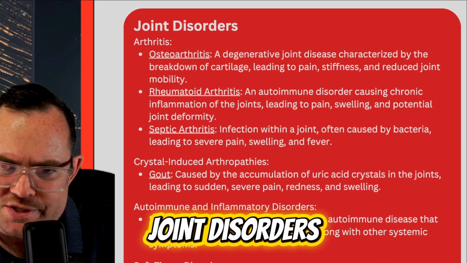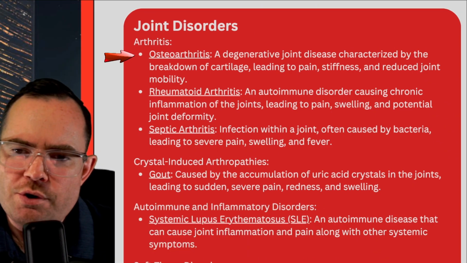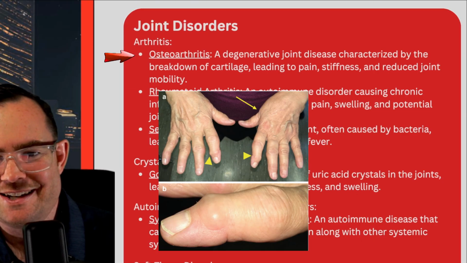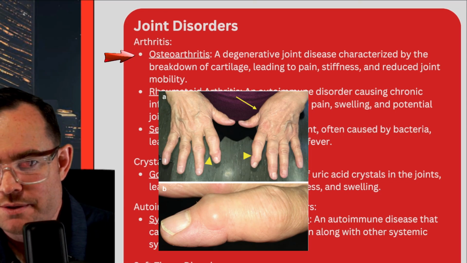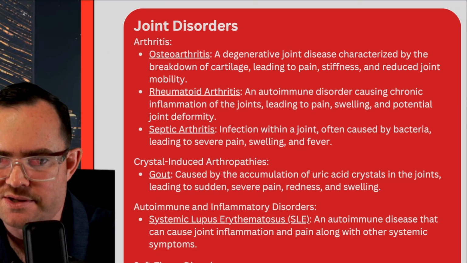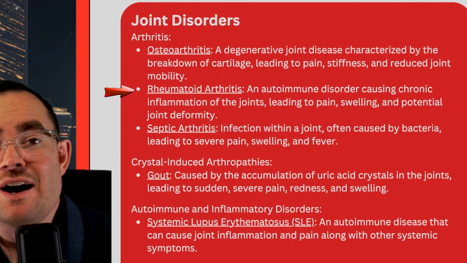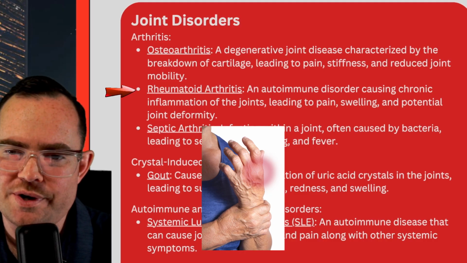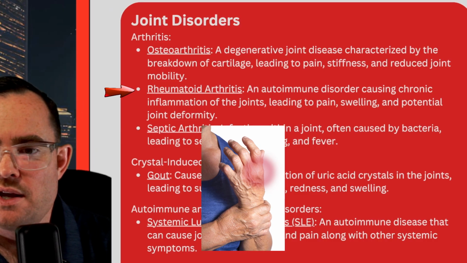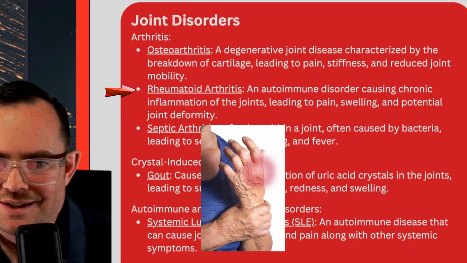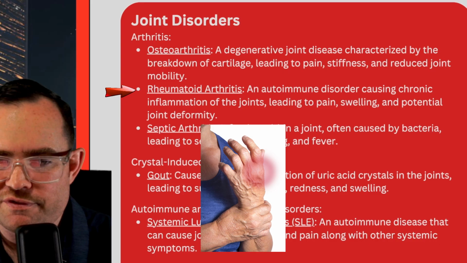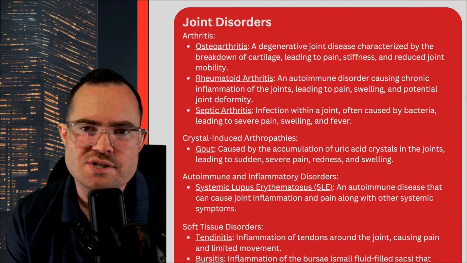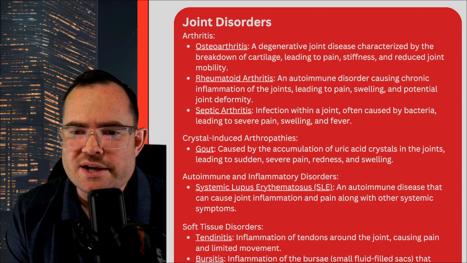Next, we're jumping into joint disorders, starting with arthritis. Osteoarthritis is a degenerative joint disease characterized by breakdown of cartilage, leading to pain, stiffness, and reduced joint mobility. That's what osteoarthritis is. Rheumatoid arthritis is an autoimmune disorder. I would definitely highlight that. That's big with rheumatoid arthritis. It's an autoimmune disorder causing chronic inflammation of the joints, leading to pain, swelling, and potential joint deformity, which I'm sure you have seen in the past with some elderly patients. Their toes look like they're doing gang signs.